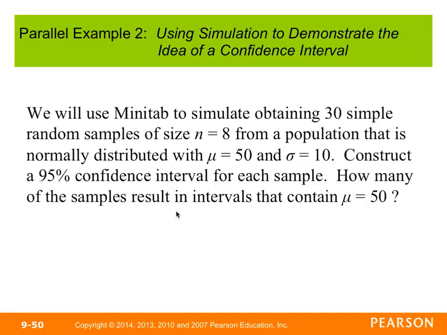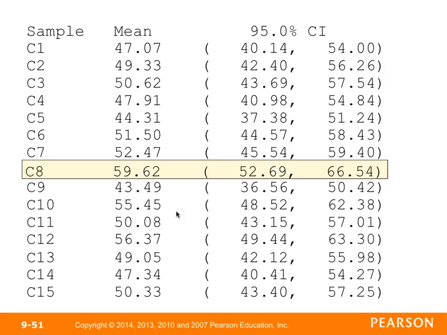So we're going to use Minitab to simulate obtaining 30 simple random samples of size n equals 8 from a population that's normally distributed. The mean is 50 and the standard deviation is 10. And what we'd like to do is construct a 95% confidence interval for each sample, and we want to know how many samples are going to result in intervals that contain 50.